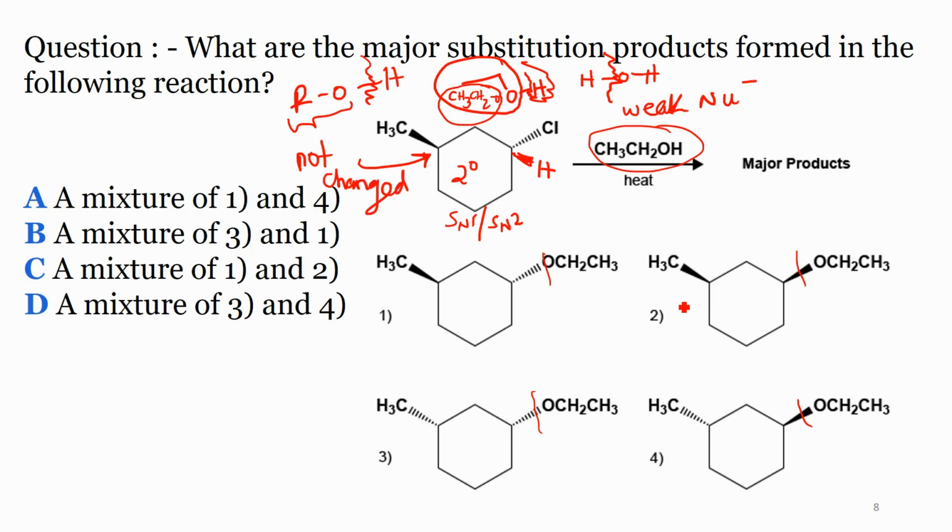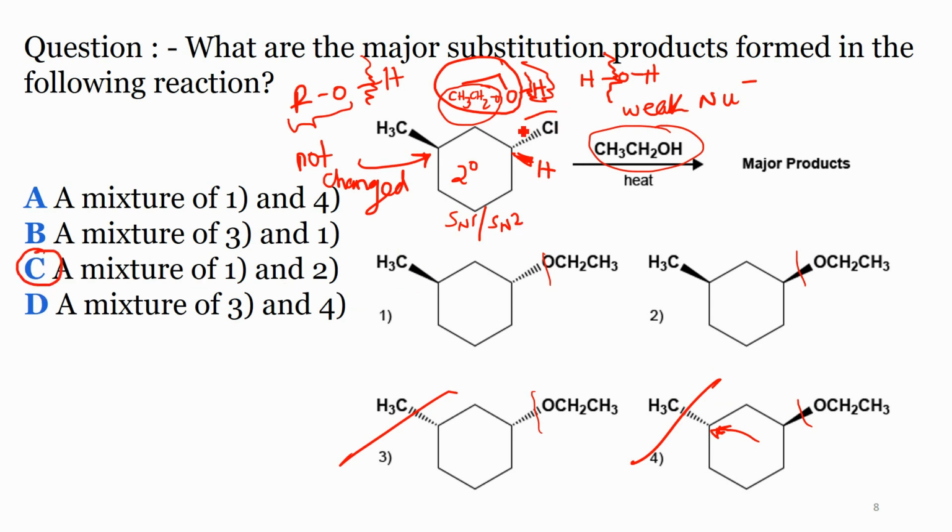So based on that, I can quickly nullify 3 and 4. Because in 4, it's showing that this was changed. We did not do any change. We did not attack that carbon. So 1 and 4 is out. So the correct answer is 1 and 2. So the answer is C.